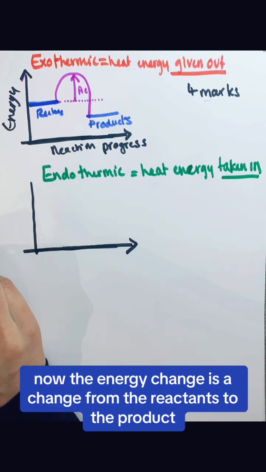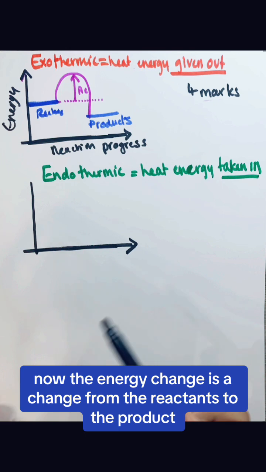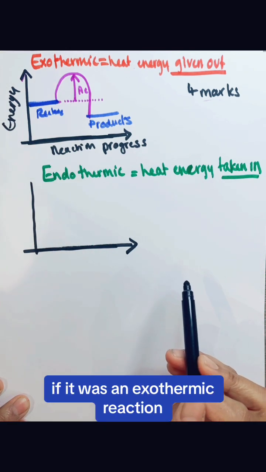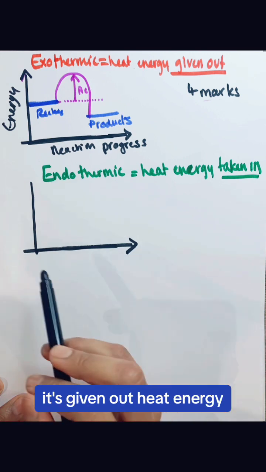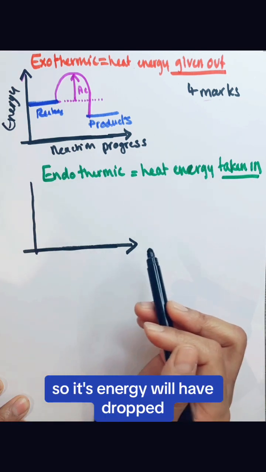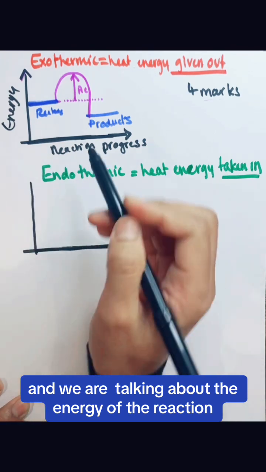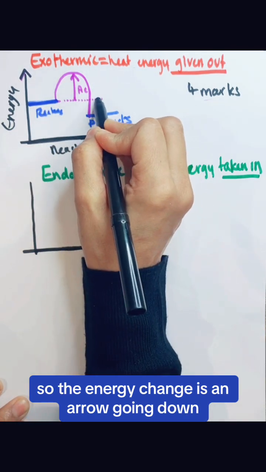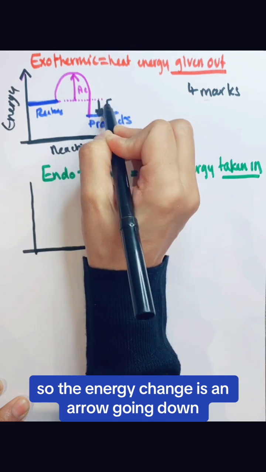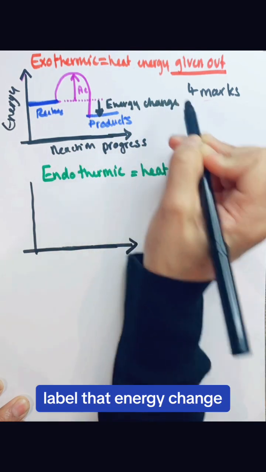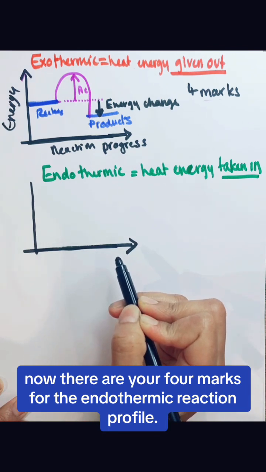Now, the energy change is a change from the reactants to the products. And again, stop and think. If it was an exothermic reaction, it's given out heat energy, so its energy will have dropped. And we're talking about the energy of the reaction. So the energy change is an arrow going down. Label that energy change. And there are your 4 marks.